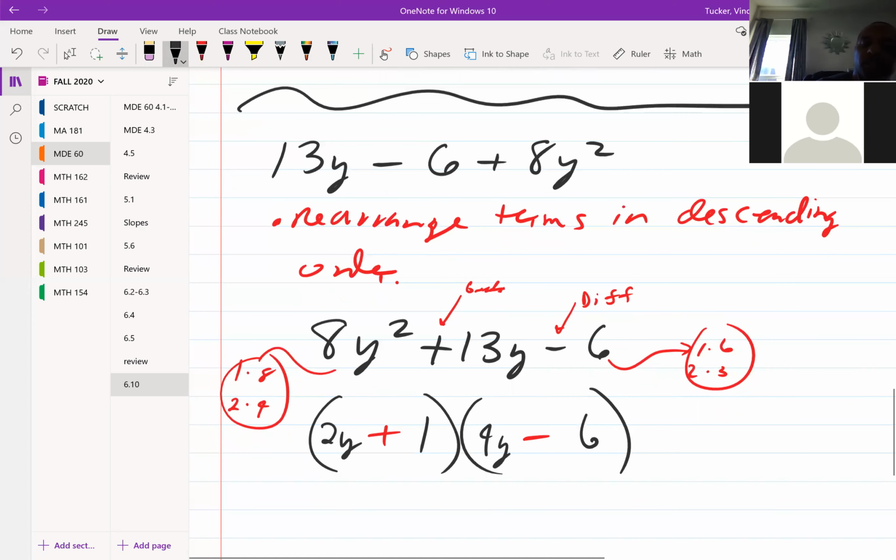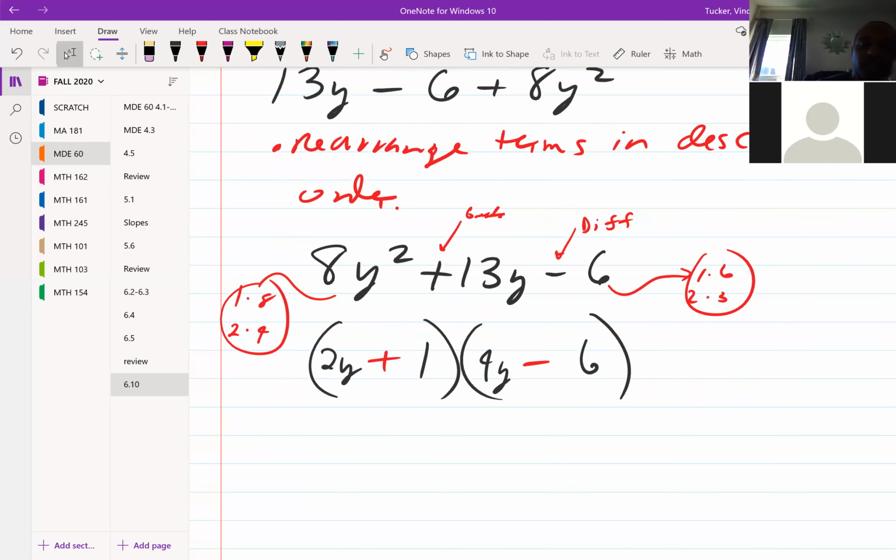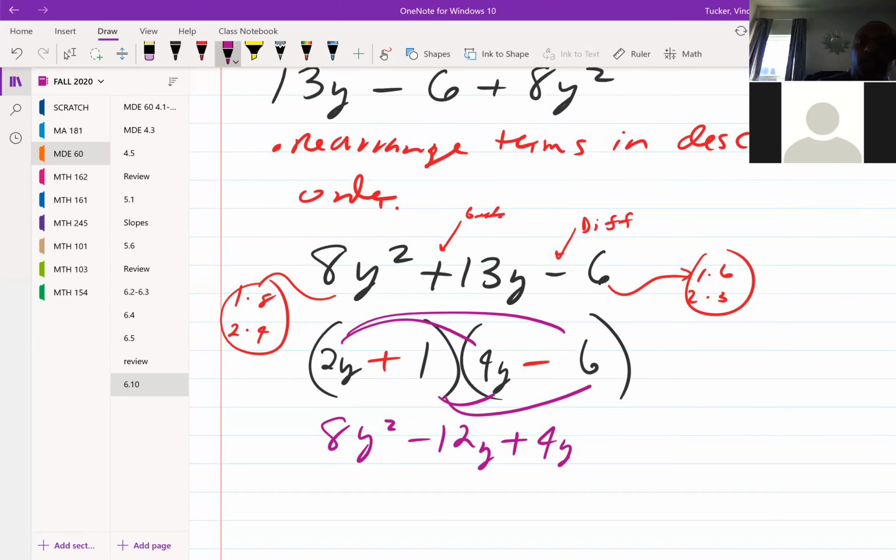1 times 6. And so if you think that's a legit option, you would make sure you check. So let's do it like that. I'm going to get 8y squared here, negative 12y, 4y, and there's negative 6. So once again, I just wanted to show you, if you're choosing the right factors, you're going to get your outside terms.